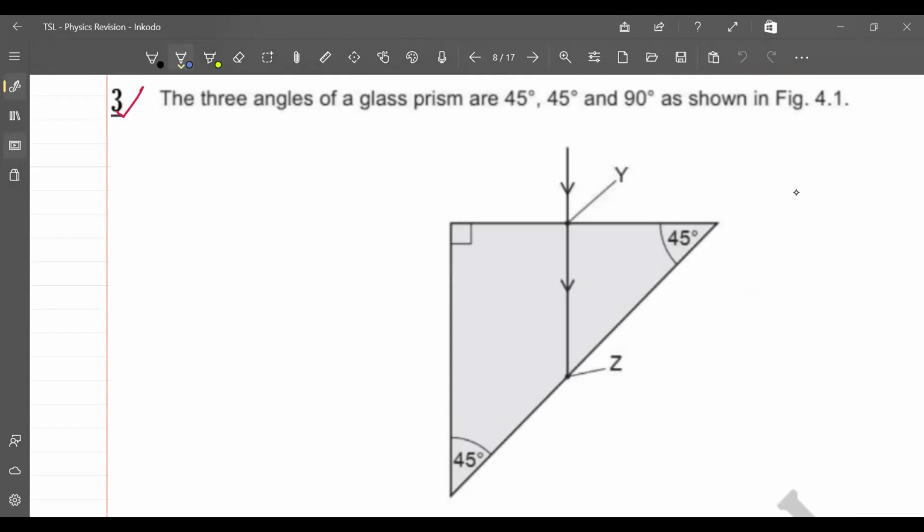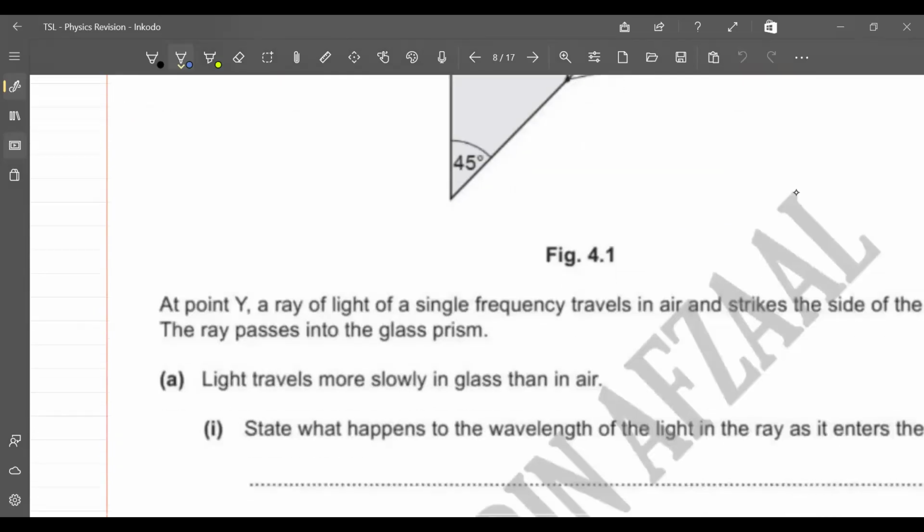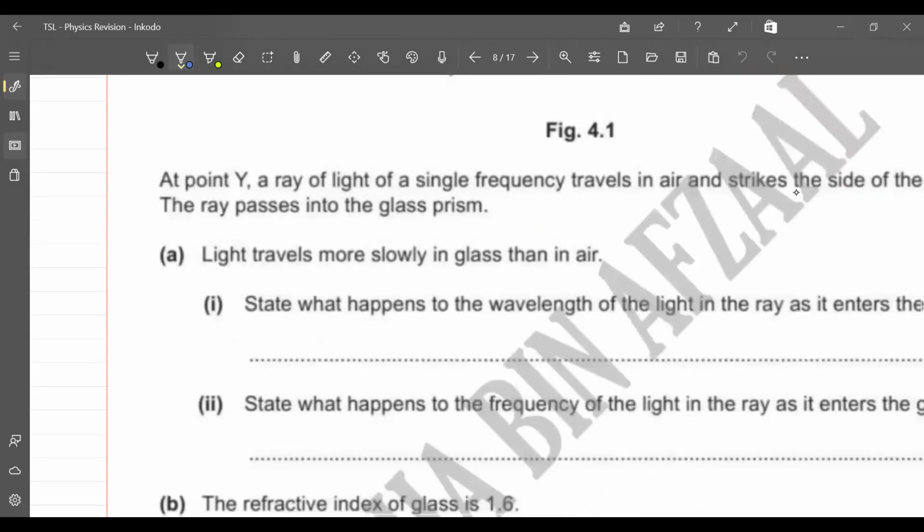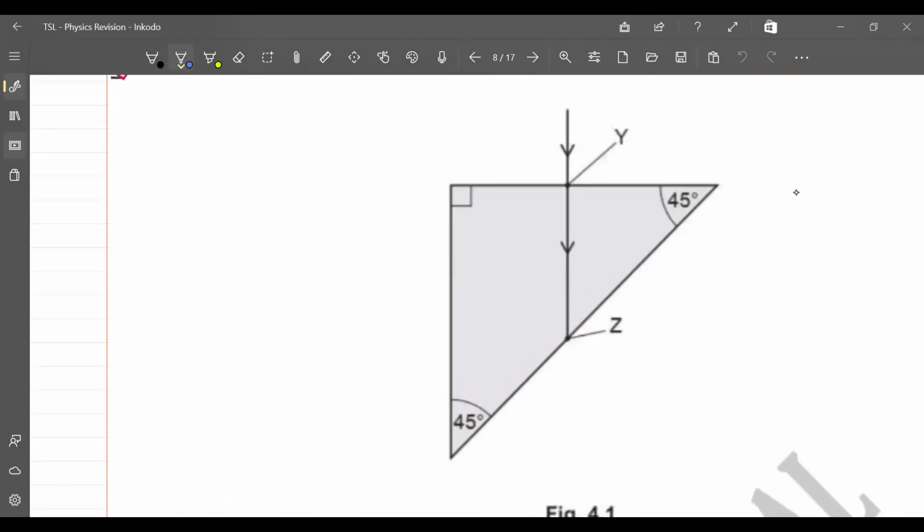The next question is, the three angles of a glass prism are 45, 45 and 90 as shown in figure 4.1. ठीक है, अब बगैर इसको देखें, if the ray of light enters perpendicularly, it does not undergo refraction. ये bend नहीं होगी, ये सीधी चलेगी. So if this is 90, this is also 90. If this angle is 90 degrees, this is 45. Then can I say that this angle is also 45? Calculations कर लें आप calculator पे, you'll find this to be 45 degrees.